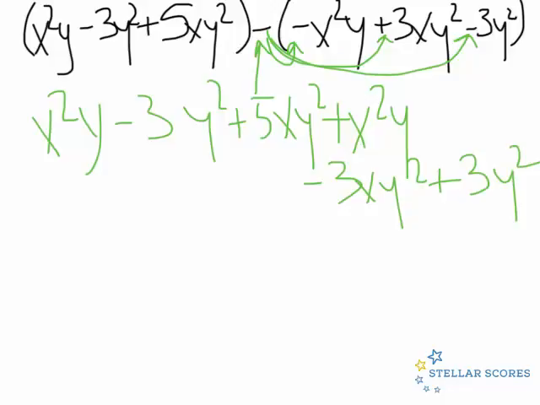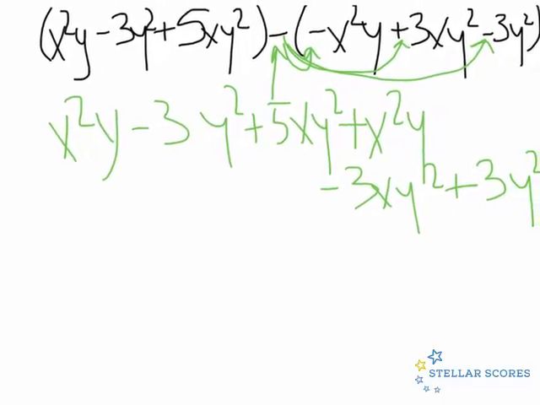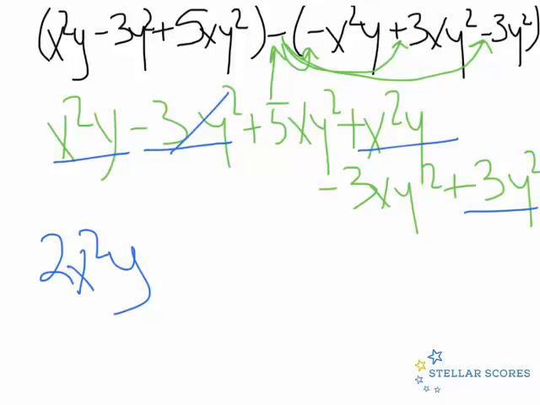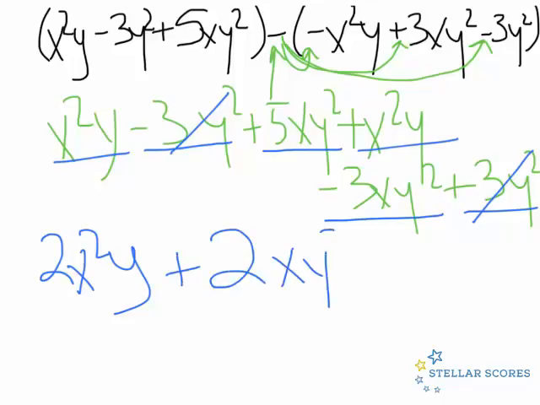Now we need to combine like terms. So it's kind of hard to see. Whoops, but let me see what we've got here. We have 2x squared y, so let me write that, 2x squared y. We have a negative 3y squared and a positive 3y squared, so those drop out. The last thing we have then is the 5xy squared and a negative 3xy squared. That turns into a positive 2xy squared. So that's our answer, 2x squared y plus 2xy squared. And that is choice C.